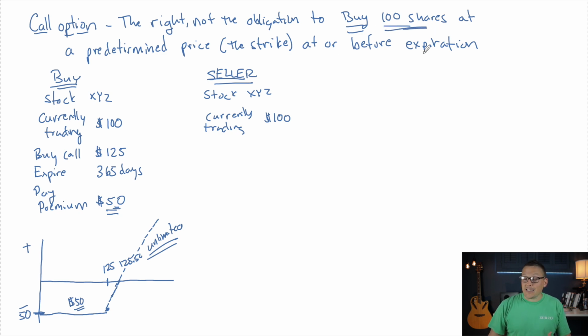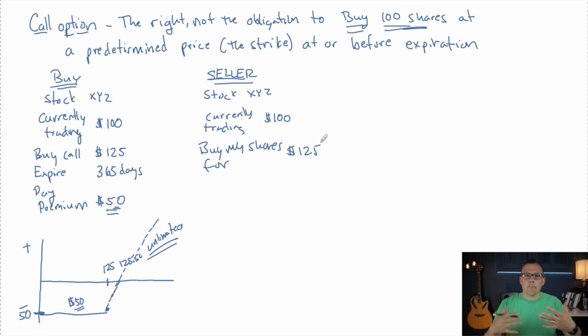The seller is saying, you can buy those 100 shares from me at the strike price, okay? So the seller is saying, buy my shares for $125. Maybe they've had these shares for a while. Maybe their basis is 100. They would love to make $125 on that. That difference of 25 times the 100 shares, they're going to be good.